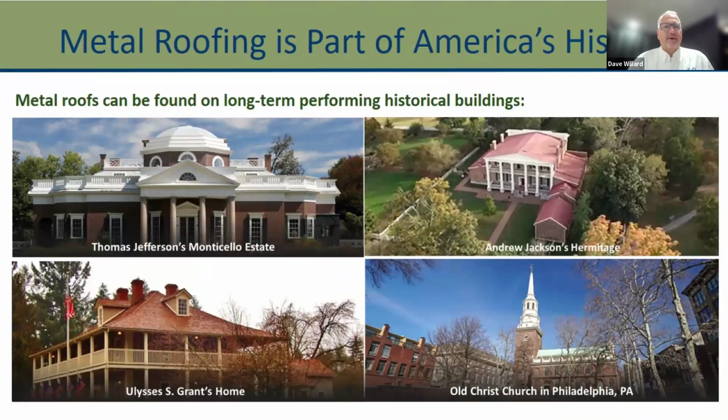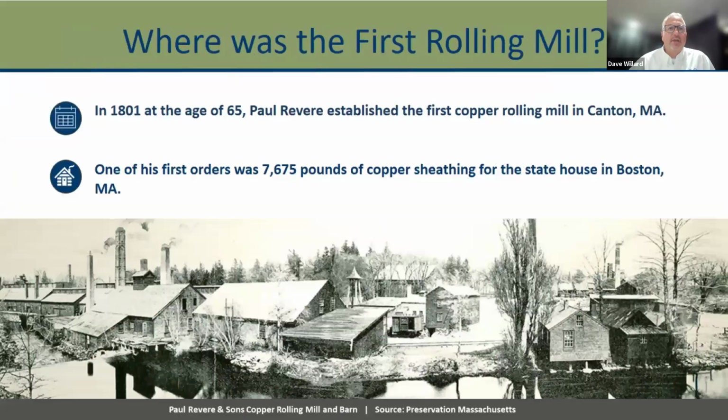Thomas Jefferson's Monticello Estate, if you've ever been there, you'd recognize that look. Andrew Jackson's Hermitage, Ulysses S. Grant's home as well incorporated a metal roof, and so did the old Christ Church in Philadelphia, PA. So metal roofing is definitely ingrained in America's history.